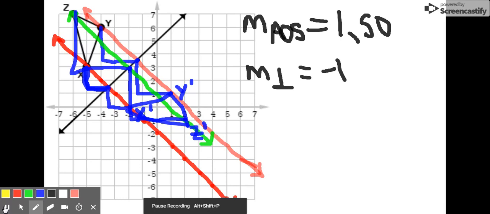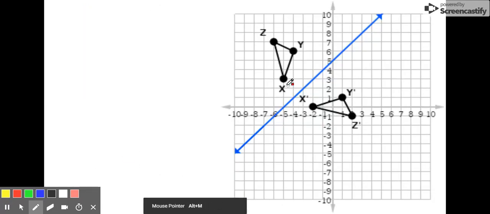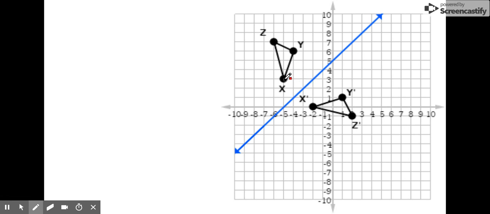Let's go ahead and clean this up a little bit so that we can see more clearly the reflection. So as you can see, we reflected over this line, and we can tell we reflected because the orientation of the pre-image changed. If you look at the pre-image, we went from X to Y to Z in this motion, which is counterclockwise. But over here in the image, that same motion is now clockwise, and that's important. That's how you know you reflected correctly.